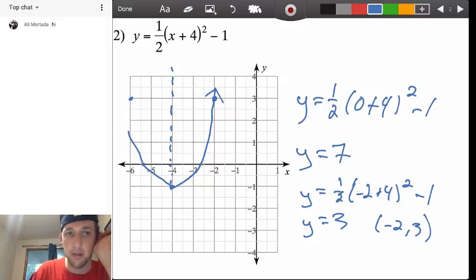Hopefully I didn't screw that one up too bad. Oh, drawing doesn't look good though. Ugh, that's okay. Pretend it looks nice.